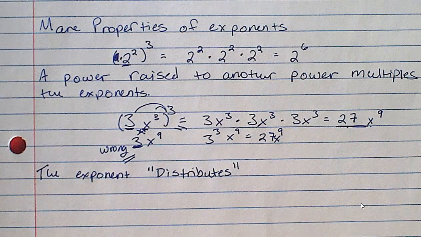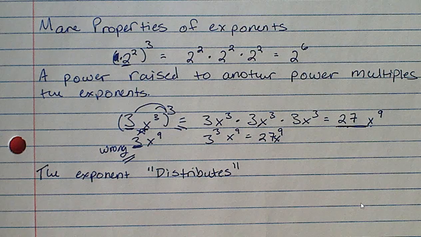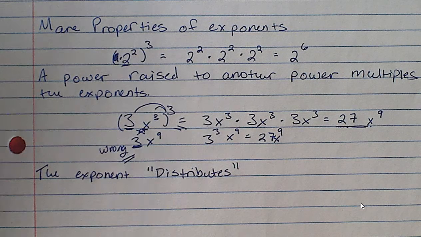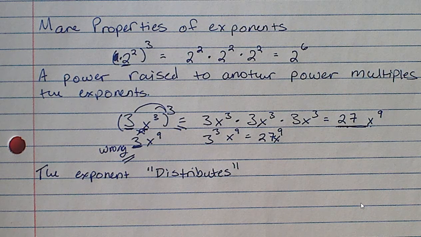The exponent distributes. So you distribute the exponent to everything inside. So the 3 gets the exponent, and the x to the third gets the exponent. Okay? Kind of, sort of? All right. Let's take a look at how we would use this property in one example.